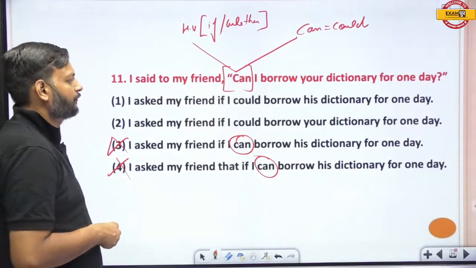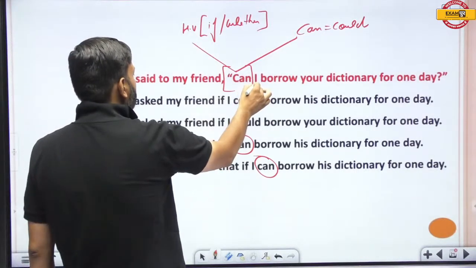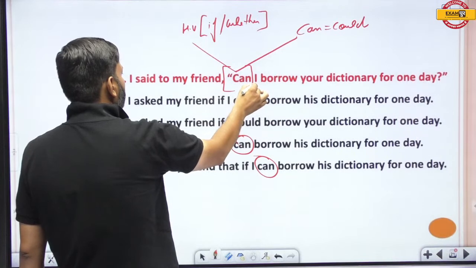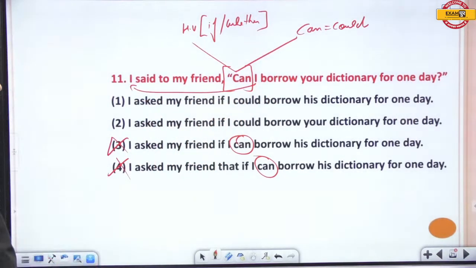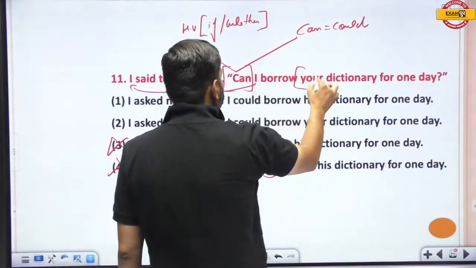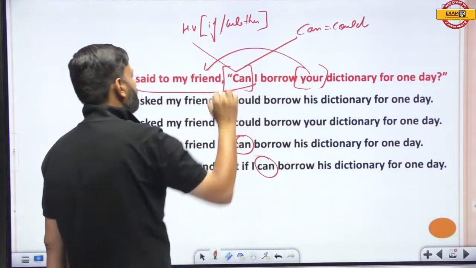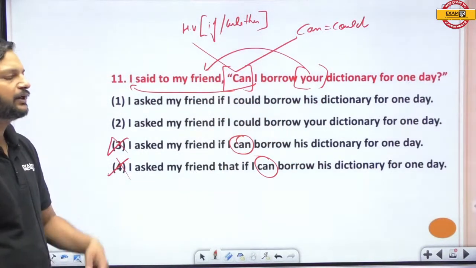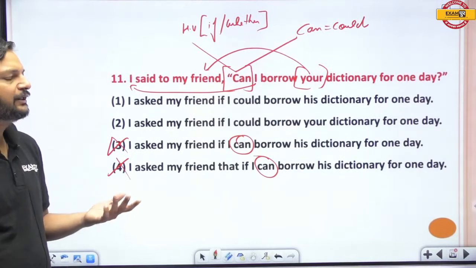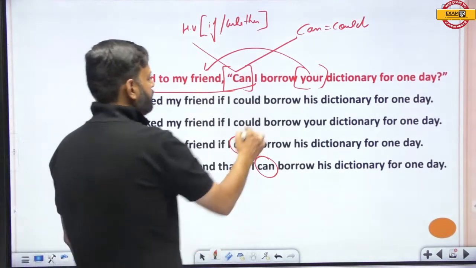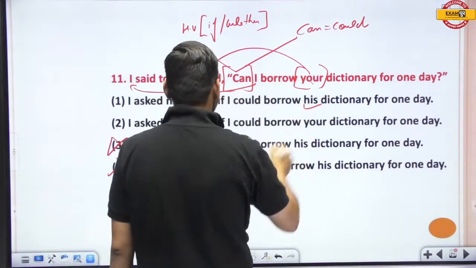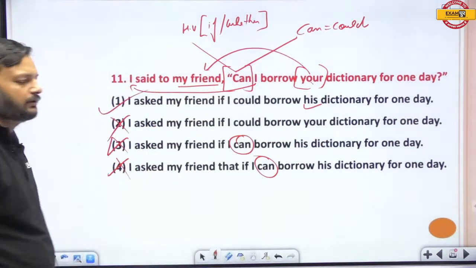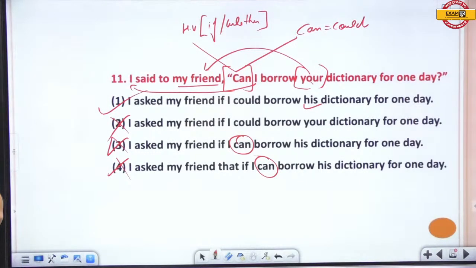So here I, this is first person. Okay, and first person is changed according to the reporting subject, so I is I, but your, this is second person, must be changed according to the reporting object, my friend. So in place of your, you have to put his, because second person must be changed according to the reporting object, so his is correct. So eliminate this also. The answer is 1.